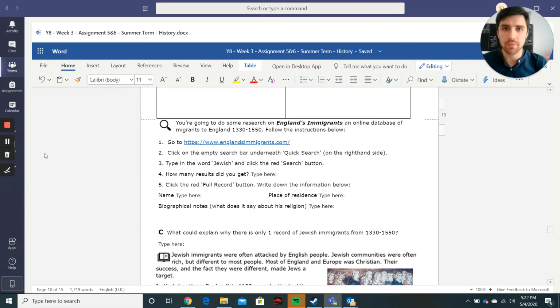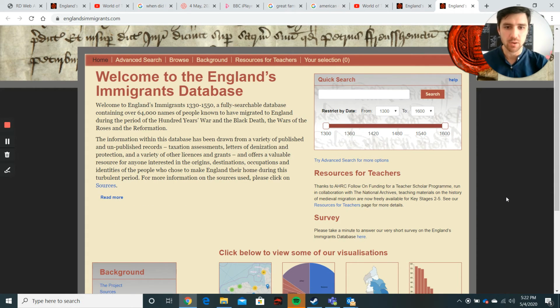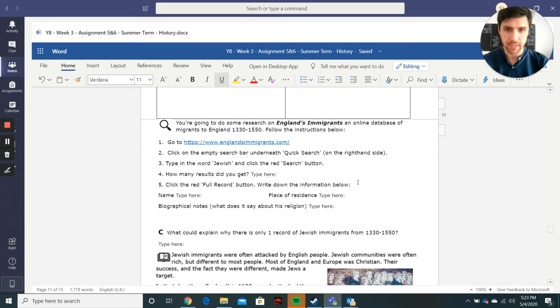Okay, once you have done that, you're going to need to, for the rest of the lesson really, do some research. And you're going to go to this website, remember, control and click it. You're going to go to this website called englandsimmigrants.com. It's a great resource. It's a free database of people who migrated to England during medieval times after about 1300. Now, if you look at this database, you're going to need to follow these instructions.